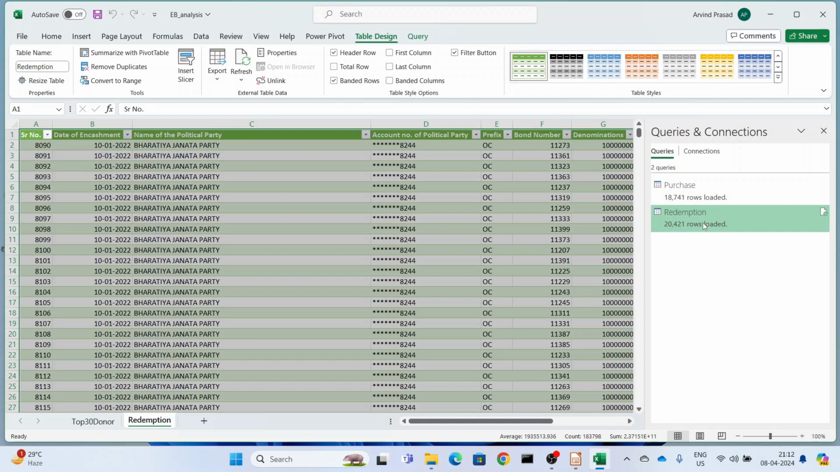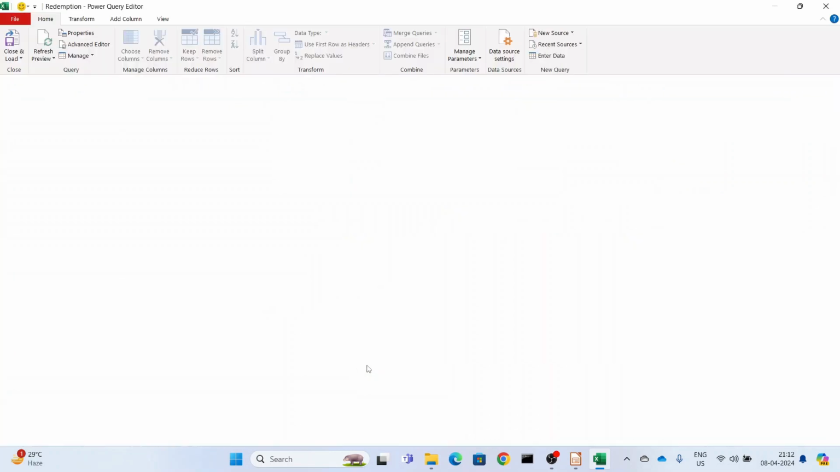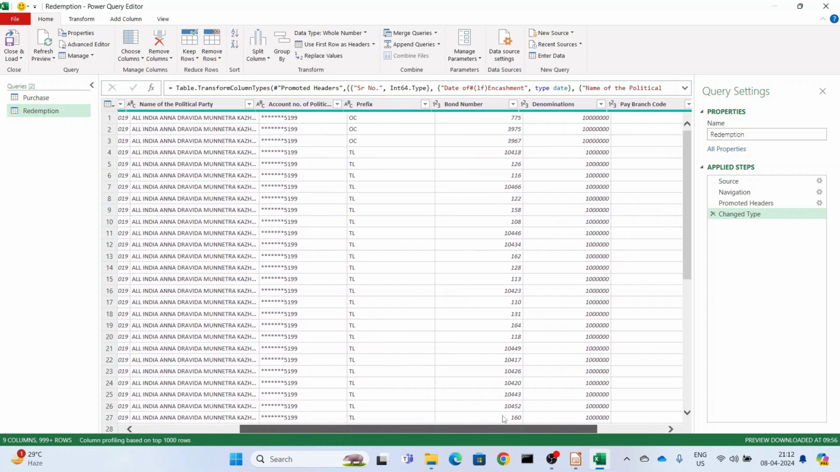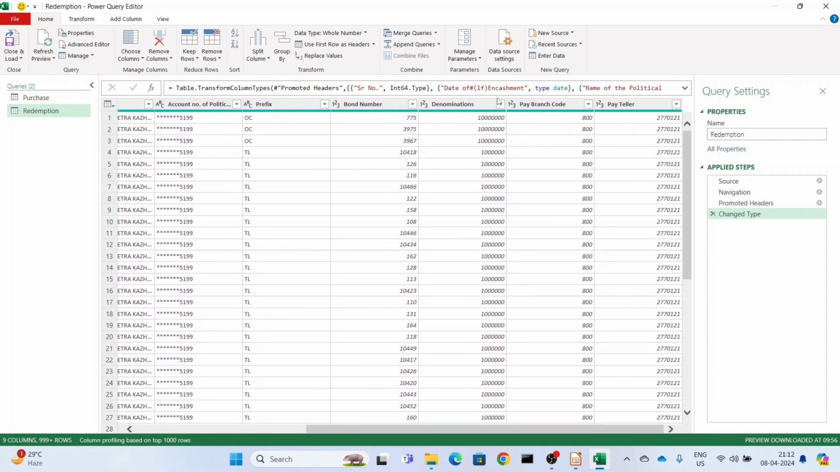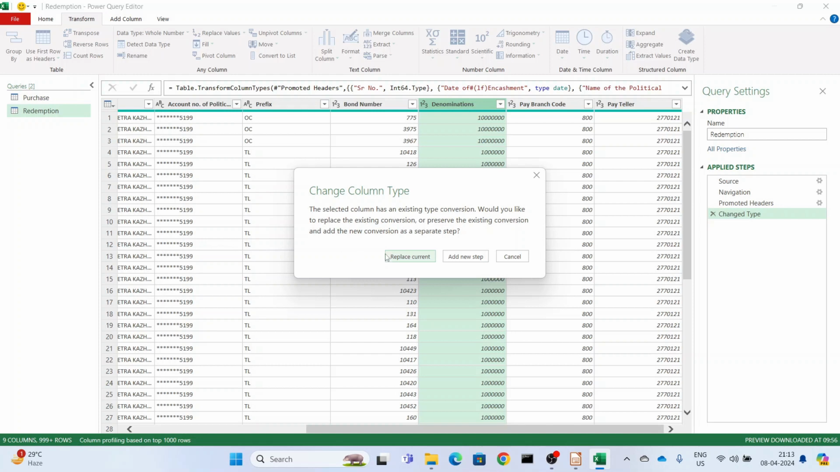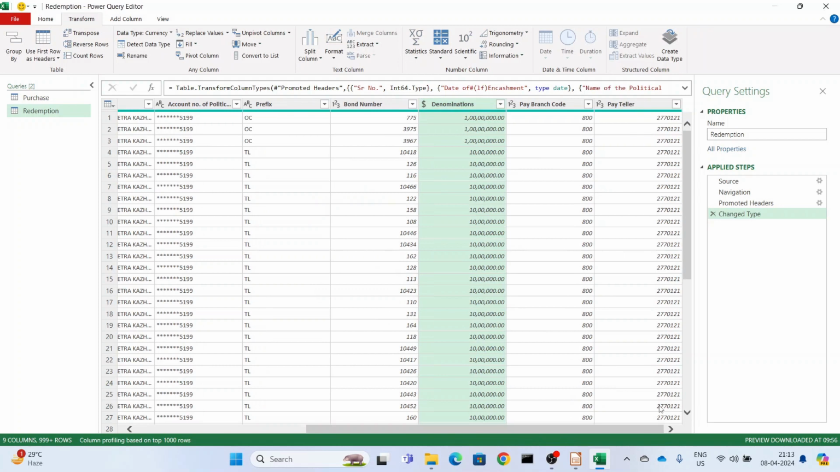So in redemption, let's double click the redemption. We can go on edit. Now here what we find is serial number, date of encashment, name of the political party, account number, prefix, denomination. Now let's take the denomination column and transform it to currency, so that will make it convenient. Do we have a status on this? No, we do not have a status on this, so they have all been redeemed. Right, so let's analyze this information now.